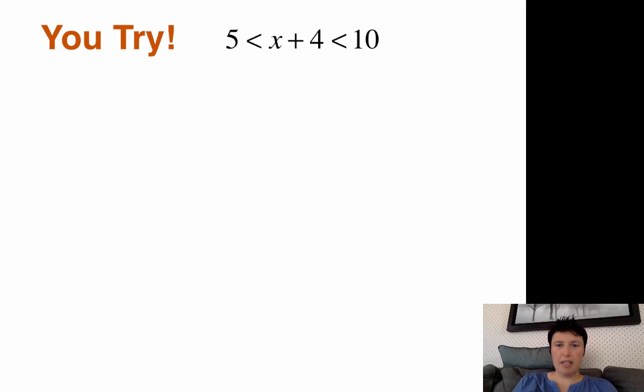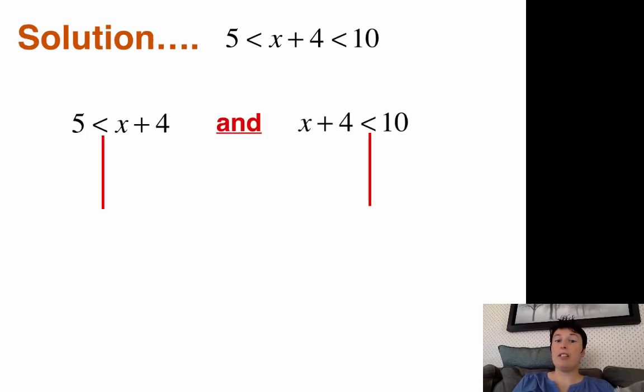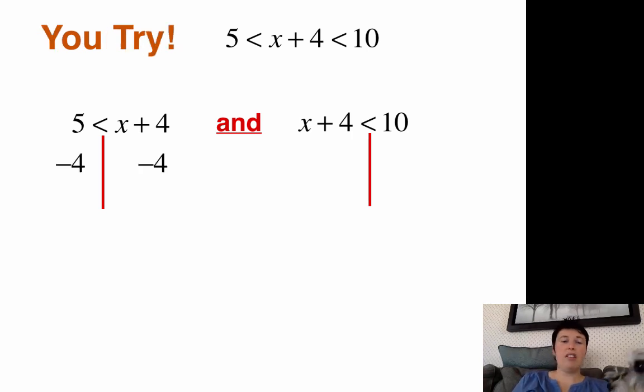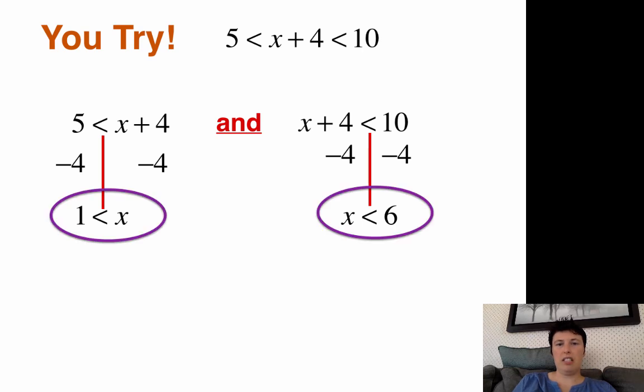Okay, I hope you're unpausing the video, and I hope you're ready to check your solution now. The steps were to separate it into 2 separate problems. 5 is less than x plus 4, and x plus 4 is less than 10. And then you get the x by itself by taking the 4 away. So you get the first solution is 1. You take the 4 away. 10 take away 4 is 6. Those are your 2 solutions. 1 is less than x, and x is less than 6.